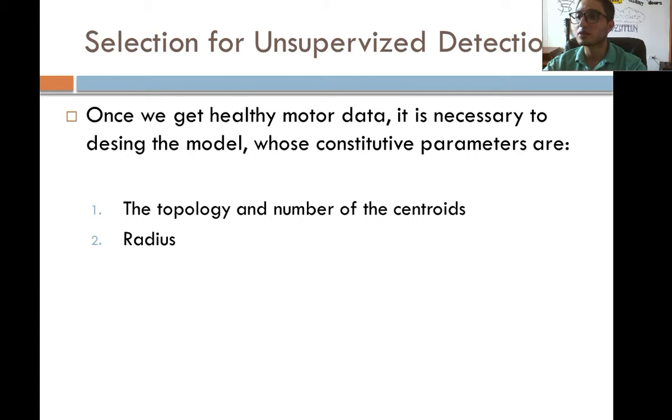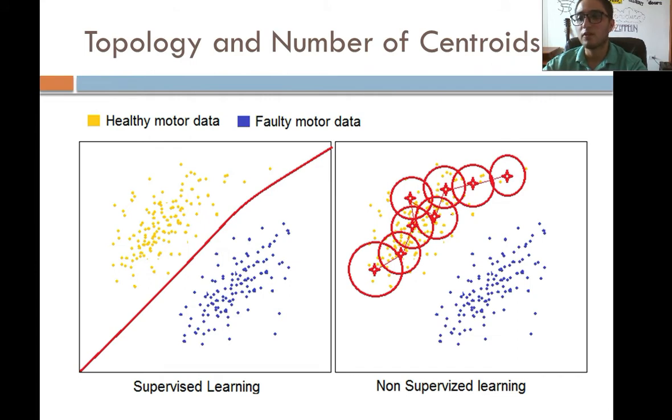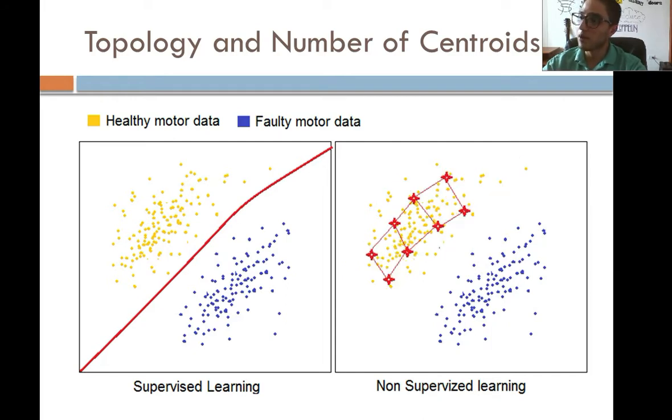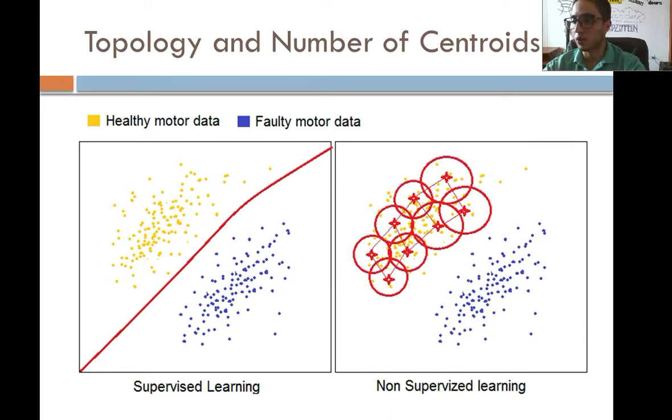These are the constitutive parameters that we need to select. In other words, if we can select them without faulty motor data, a full healthy motor data model is possible. Here we have topology, number of centroids, and radius. First, the topology. Let's look at examples of topology. Here we have a linear topology of n centroids. And here we have a rectangular 2x4 topology, obviously 8 centroids.